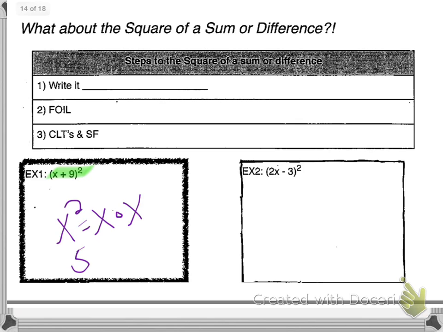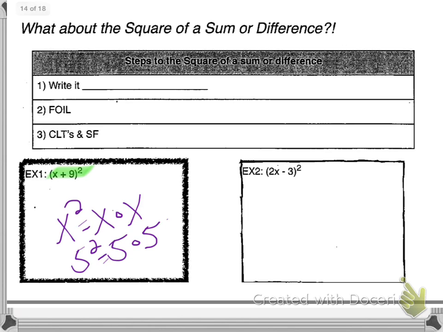Or if you have 5 squared, that is 5 times 5. So when we have a binomial squared, just as we would an x squared or a 5 squared, it's that thing times itself. So it's going to be a binomial times binomial, which is how we end up with FOILing.